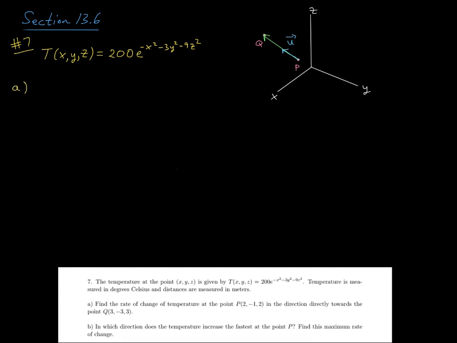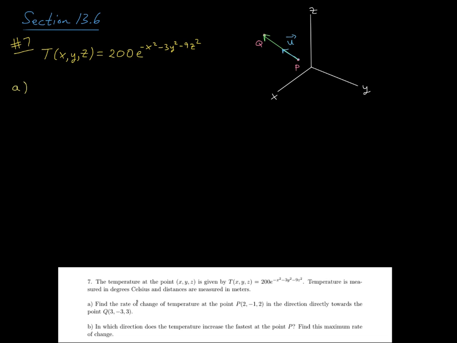Alright, in this last video in section 13.6, I'm going to look at question number 7, which says that the temperature at the point (x, y, z) is given by the function T(x, y, z) = 200 e^(-x² - 3y² - 9z²). Temperature is measured in degrees Celsius and distances are measured in meters.